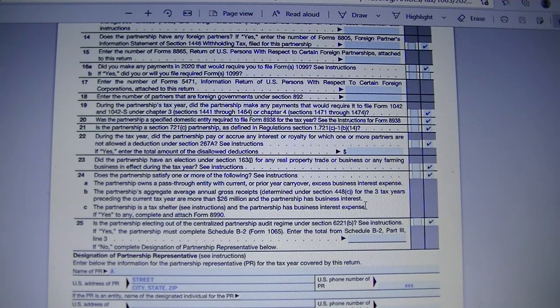And there is something I've been looking for. There is a question: did you make any payment in 2020 that would require you to file Form 1099? If that's no, then you don't check anything at the bottom. But if that's yes, did you or will you file 1099? If that's yes and you'll file, you check yes. But if it's no, then you don't need to check anything on 16B. So that's something to keep an eye on as well.